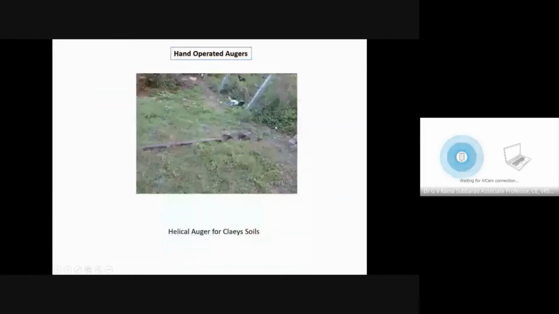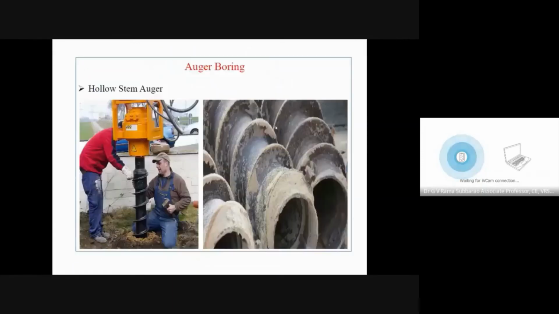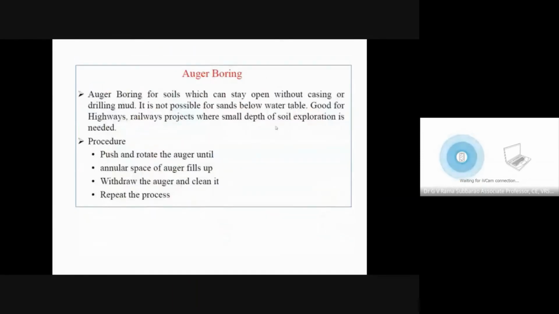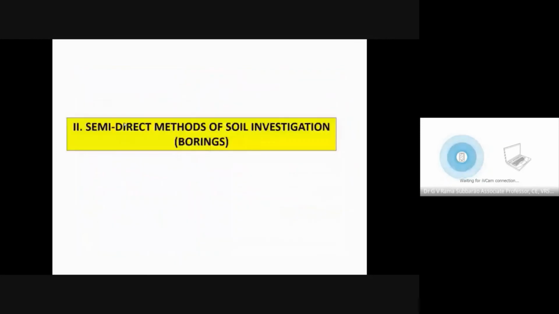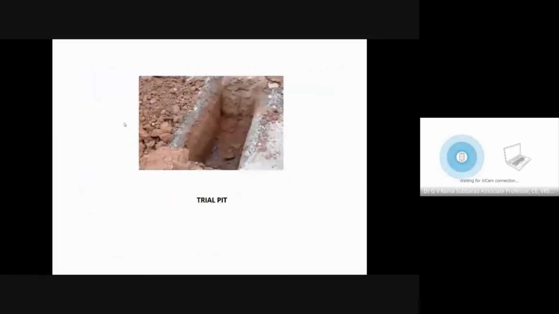Let me tell you, there are different types of boring. The most popular boring is auger boring. But the biggest limitation of auger boring is that you can do auger boring only for shallow depths. That means you can comfortably use it for highways and railways, but not for buildings.